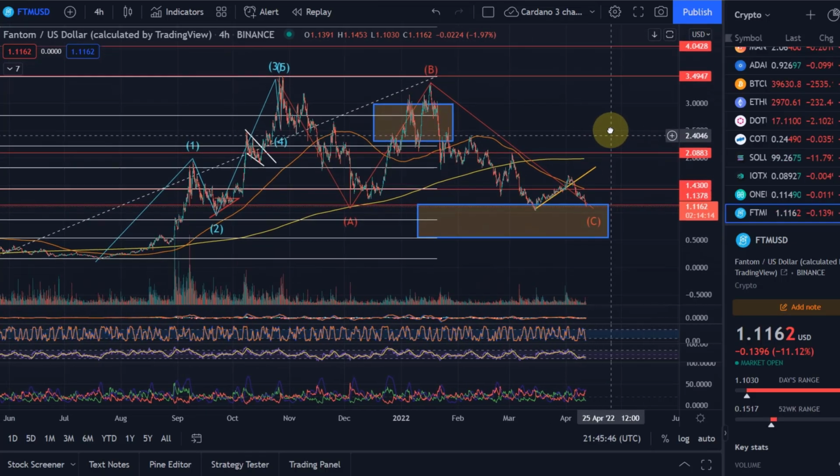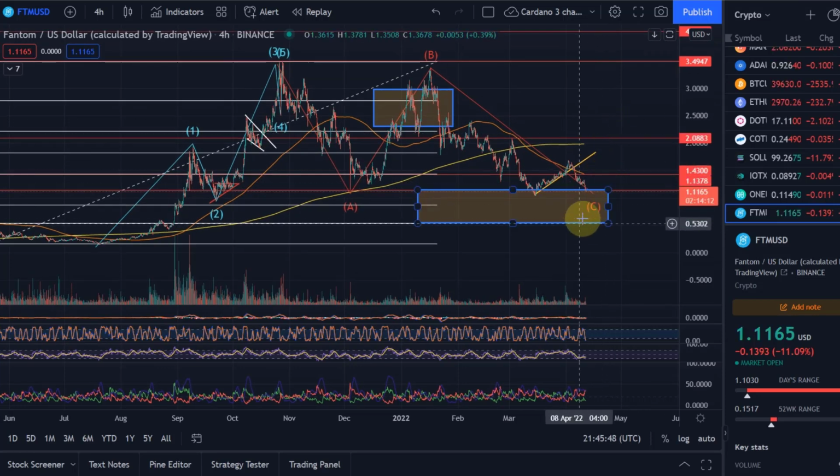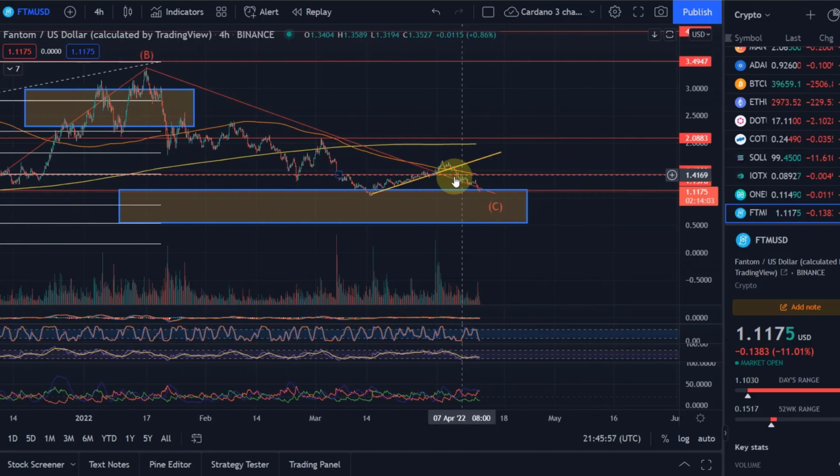I haven't covered Fantom for a while. To be honest, not much had happened, but now we have seen some movement here. So in the last video, we were coming up on this ascending trend line.